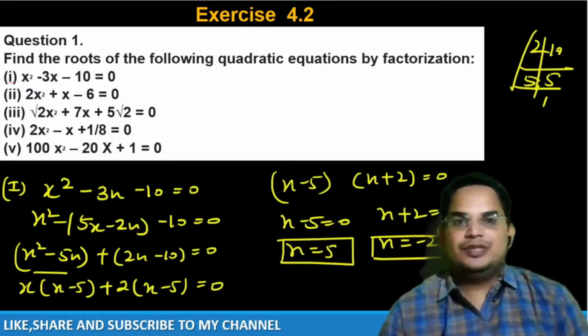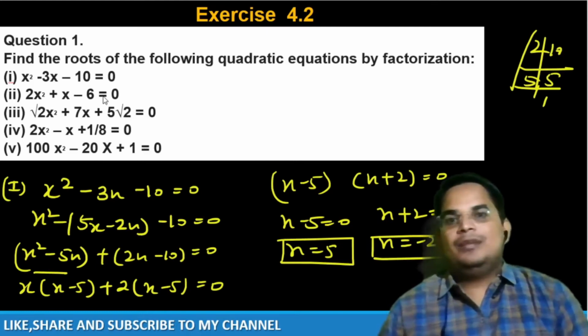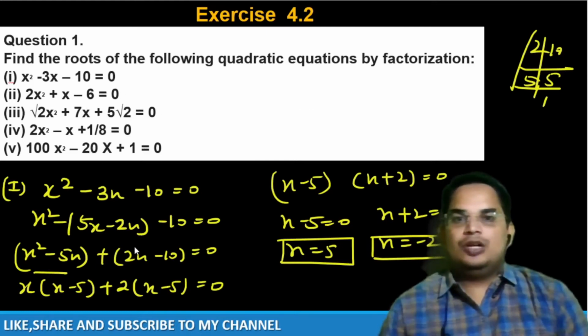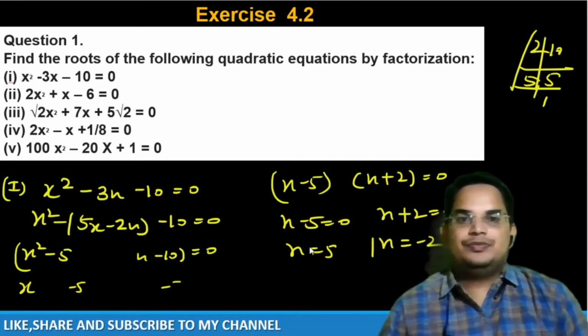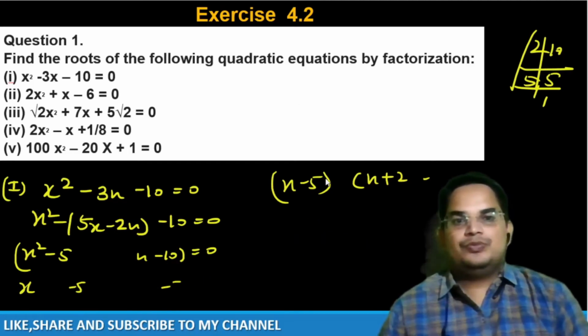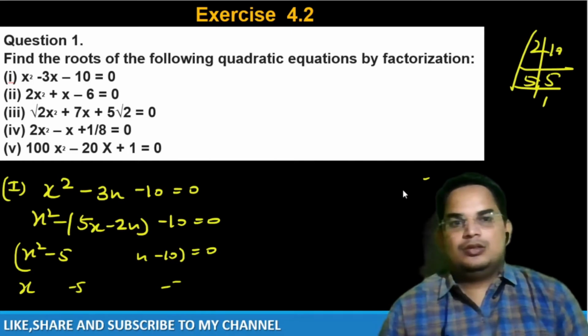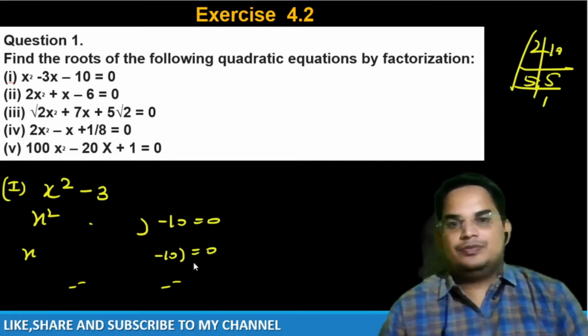What is the next question given here, children? 2x square plus x minus 6 is equal to 0. So let me tell you how to do this question. First of all, I am going to erase it. Then I will explain how to do it. Just a second, children. It will take some time to erase it.